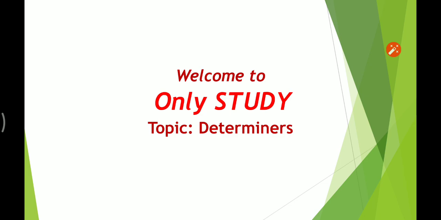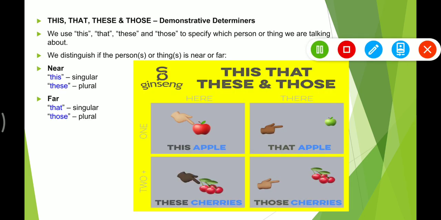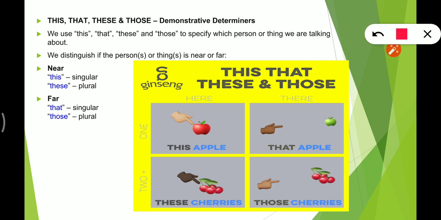Let's start. So yesterday we had read about the types of determiners. Let's see how they are used. So first of all, we have demonstrative determiners. This, that, these, those, they are demonstrative determiners. And when do we use them? We use this and these for something near, and that and those for far.